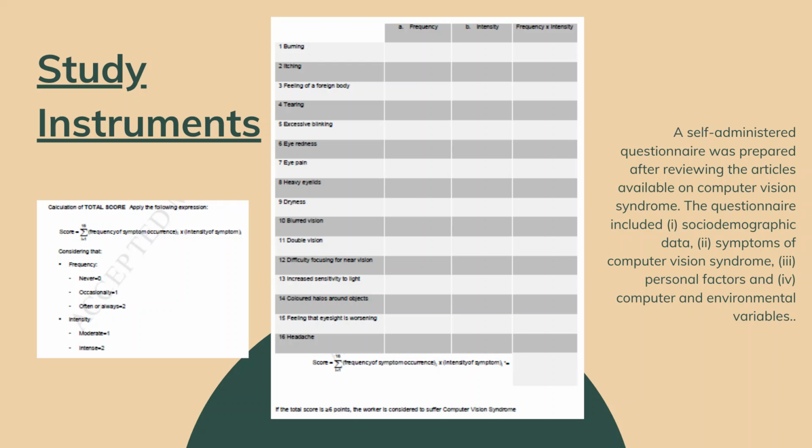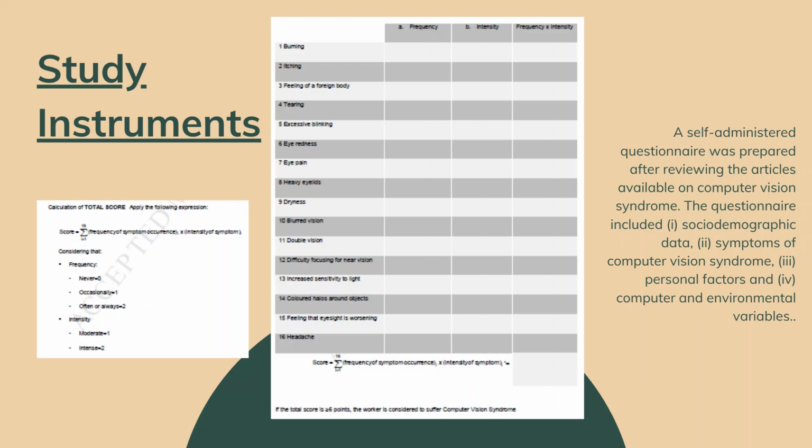The symptoms of CVS are presence of burning, itching, feeling of a foreign body, tearing, excessive blinking, eye redness, eye pain, heavy eyelid, dryness, blurred vision, double vision, difficulty focusing for near vision, increased sensitivity to light, color halos around objects, feeling that sight is worsening, and headache were assessed. The participants were asked about the presence of the above symptoms when using the computer.